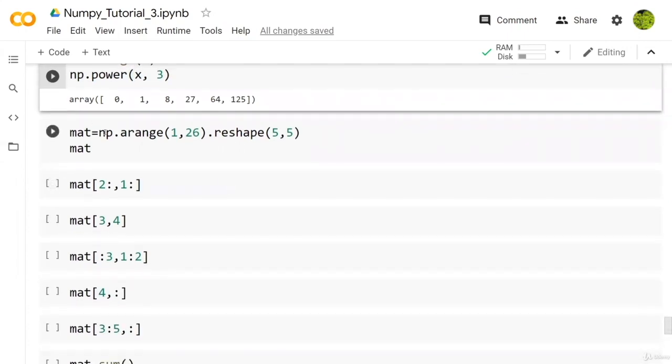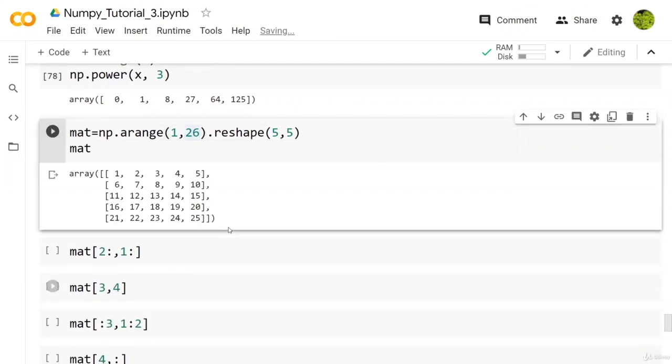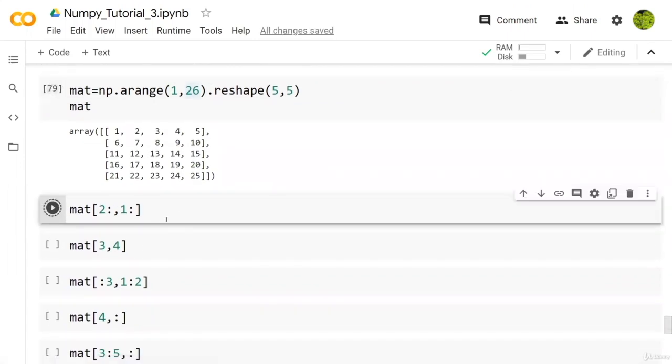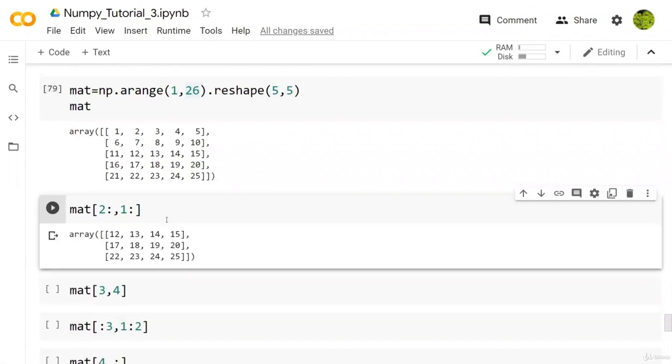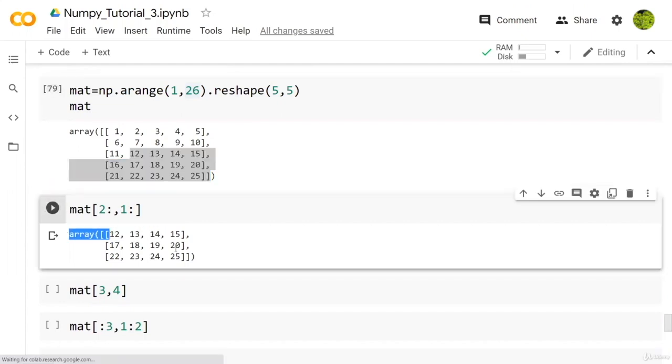Now I'm creating 1 to 25 reshaped to 5 comma 5. So an array of shape 5 comma 5 is created. And now I'm going to take from 2 onwards everything and from 1 onwards everything. So 2 onwards will be this part. Okay, and 1 onwards means this part. So this row and column will be selected, not 16 and this part. Okay, you can check this out.